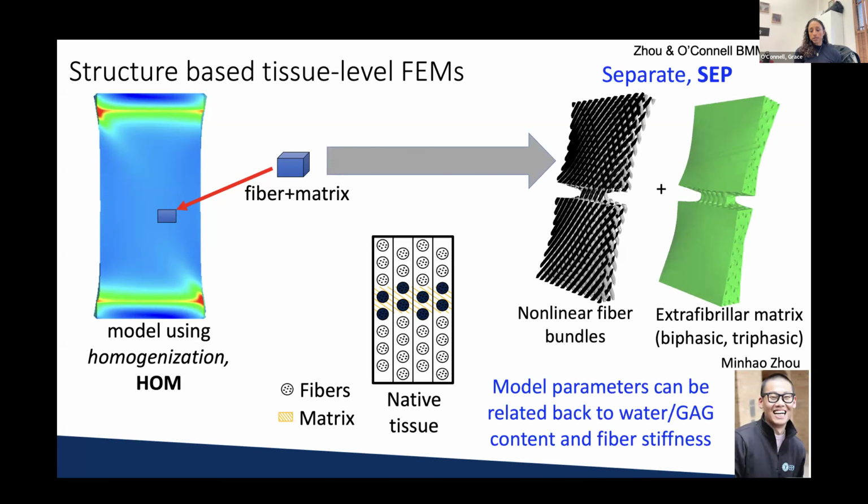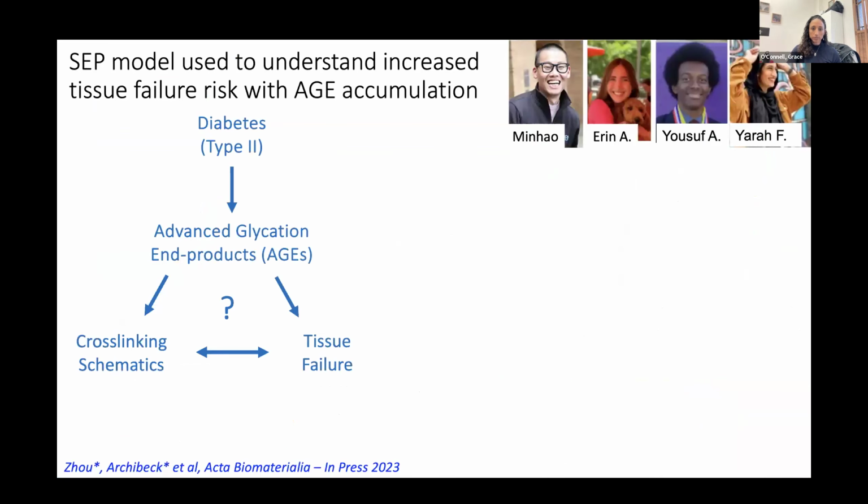So what this really means is that now we have model parameters that can be directly linked to water content and to GAG content, as well as fiber stiffness. That's pretty unique. And as we've seen in the previous talk, we can get water content in vivo from T1 rho and T2 mapping information.